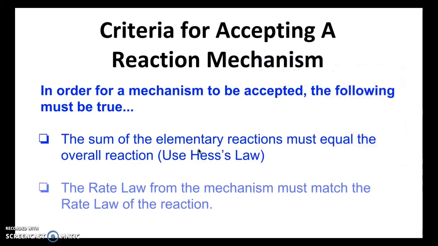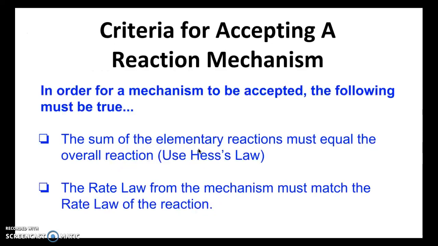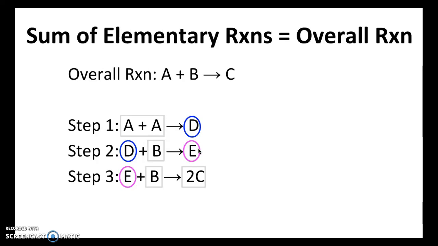The other criterion is that the rate law from the mechanism must match the rate law of the reaction. So we'll have to learn how to write rate laws for mechanisms and then prove whether or not those rate laws match. In this video, we're going to focus on the first criterion, using Hess's law to prove that the sum of the elementary steps equals the overall reaction. In part 3, we'll look at how to prove the mechanism from the rate laws.